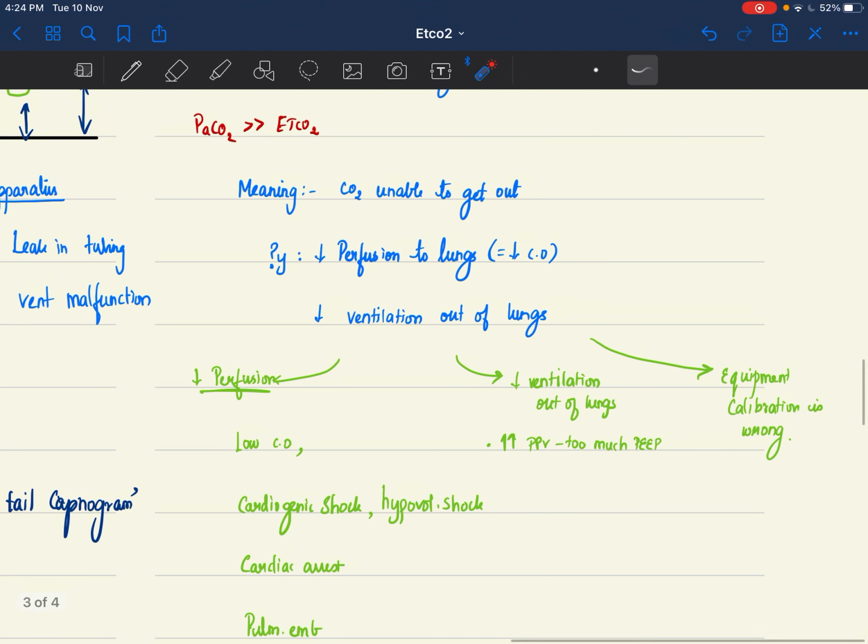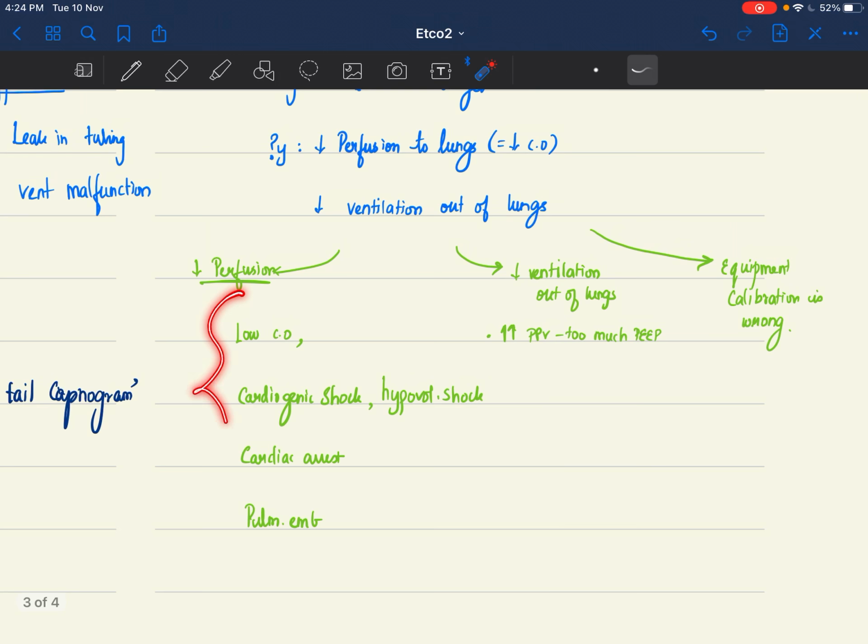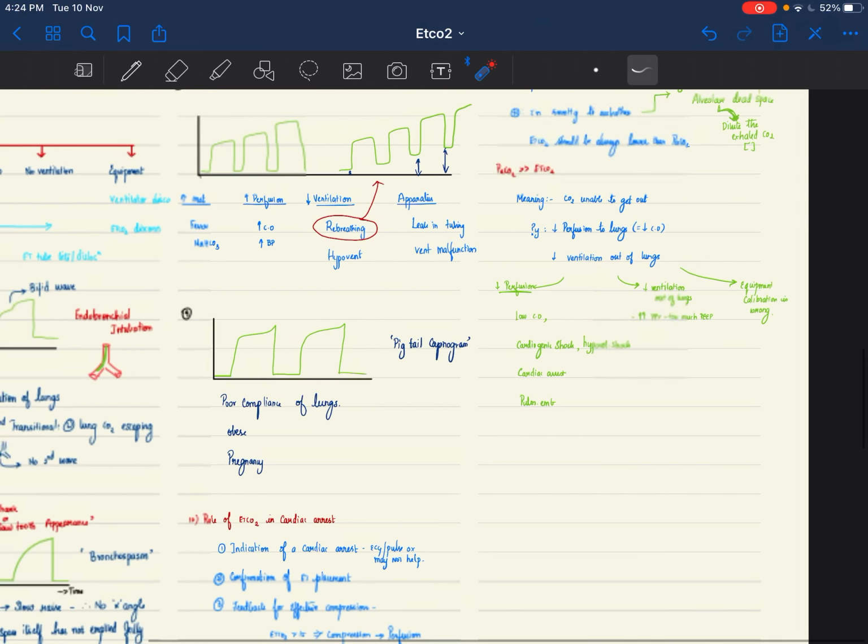If it is not related, where your PaCO2 is very much high compared to that of end-tidal carbon dioxide, the meaning is carbon dioxide is unable to get out of the blood into the exhaled air. Why? It could be decreased perfusion to the lungs or a problem in ventilation of the lungs. Decreased perfusion is the heart not working properly, or there is no blood, or the blood is unable to reach the lungs. Decreased ventilation of the lungs could be due to too much auto-PEEP, or the equipment calibration is wrong. I think that's all about your end-tidal carbon dioxide.